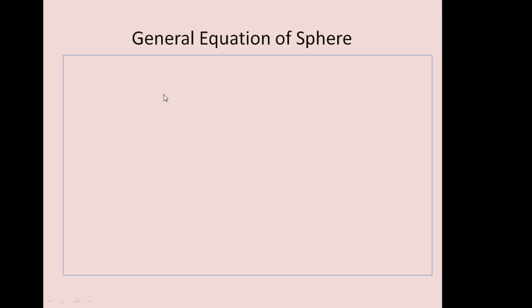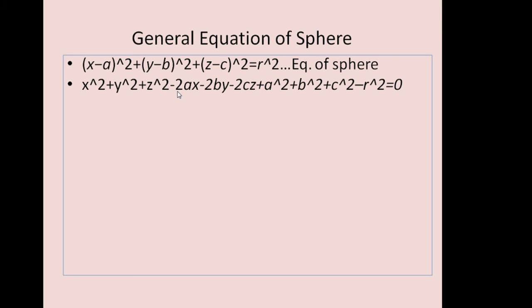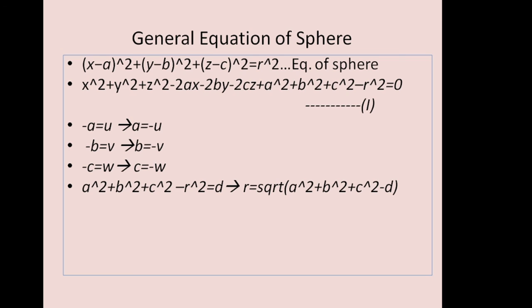Next is the equation of sphere in general form. So again consider the equation of sphere in center radius form. Now if we solve this equation, we will get an equation of this form. Denote this equation by equation 1. In this equation, we put minus a equals u, therefore a equals minus u. Similarly, put minus b equals v, put minus c equals w, and the last term a square plus b square plus c square minus r square equals d.